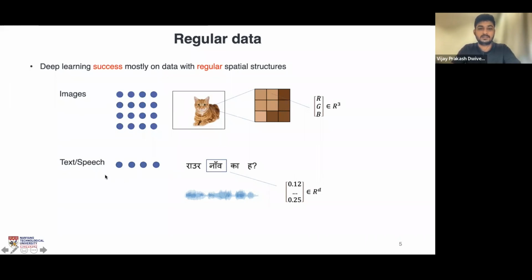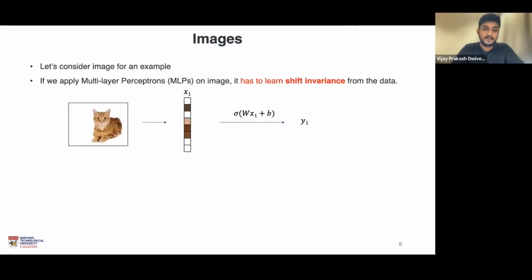Text and speech are also in a similar fashion. They are one-dimensional grids, and at each time step a particular word is arranged, and for each word a feature vector is present. So these are the data structures on which deep learning has been very successful in the last decade. Before we move on to convolution, how could we perform deep learning on this, and what problems would we encounter if there was no prior geometric information encoded into the architecture?